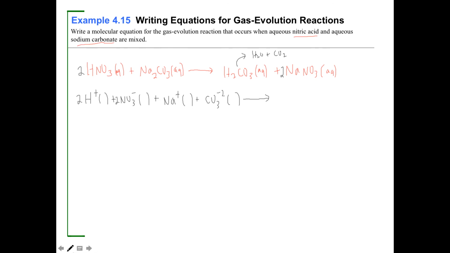Or wait, I need black. Sorry. Black. That's going to give us H2O liquid plus carbon dioxide gas, and there's my gas, plus, and that's definitely going to be aqueous still, right? Sodium, that's not going anywhere. It's going to be sodium plus aqueous plus nitrate, aqueous. Okay. All right. So this is my complete ionic equation.